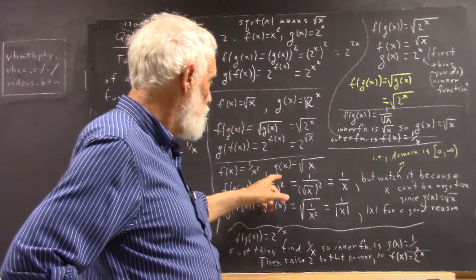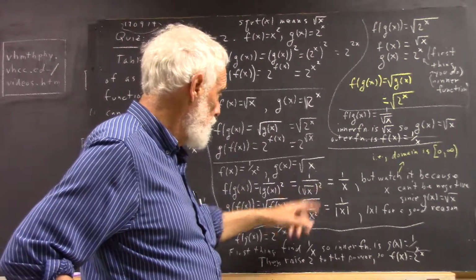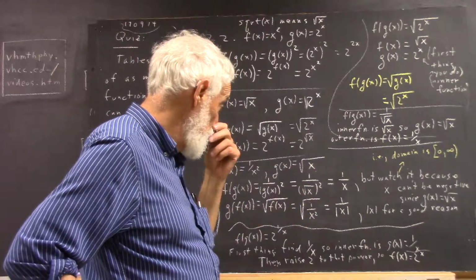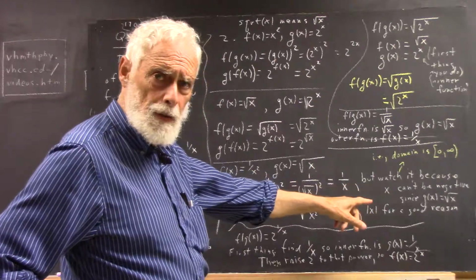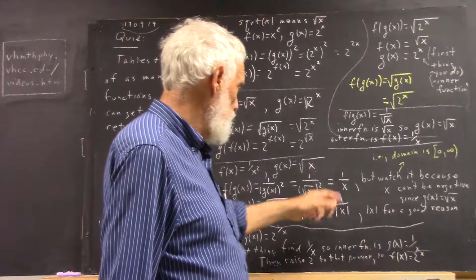So g of x squared is the square root of x squared. So 1 over g of x squared is 1 over the square of the square root of x. And that's 1 over x, but there's something we've got to watch out for. I'm not going to talk about that right now. Okay, I'll come back and talk about that.